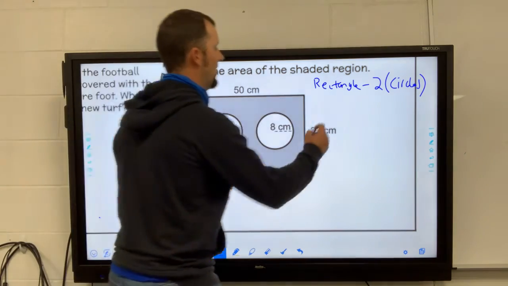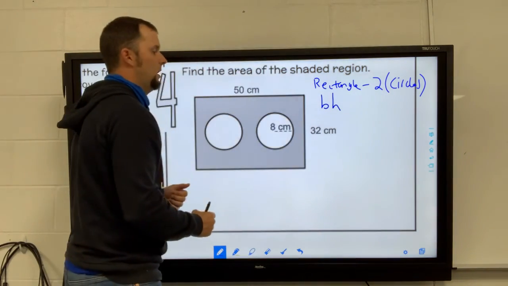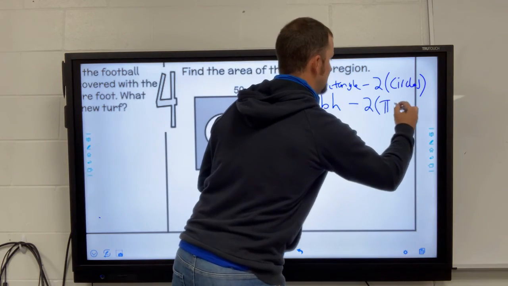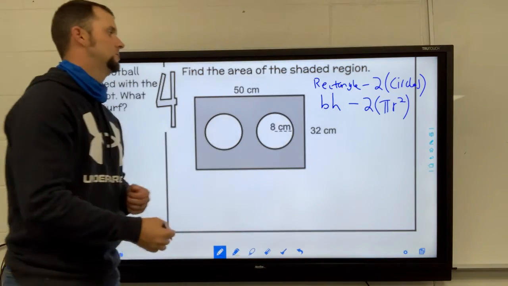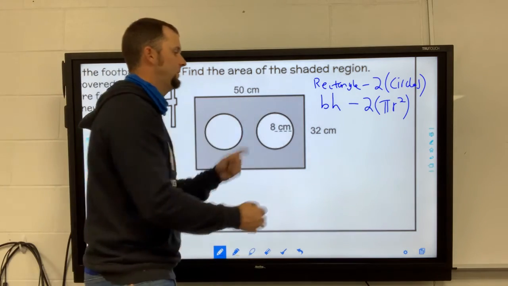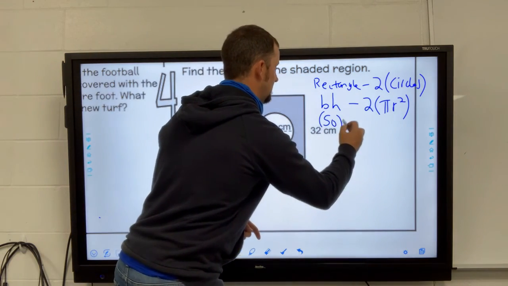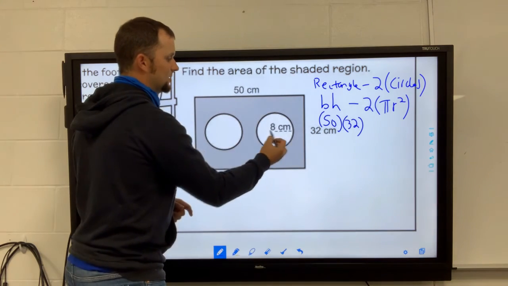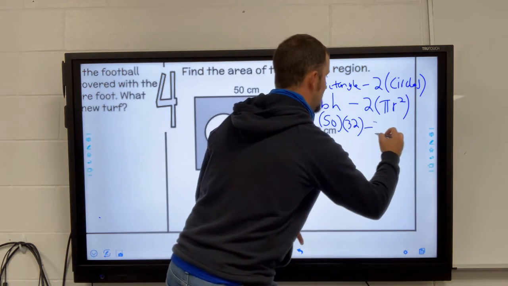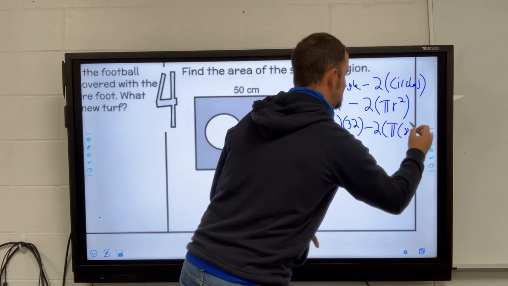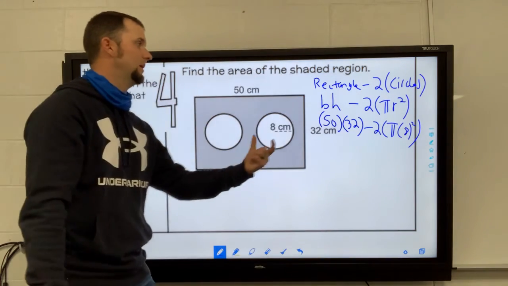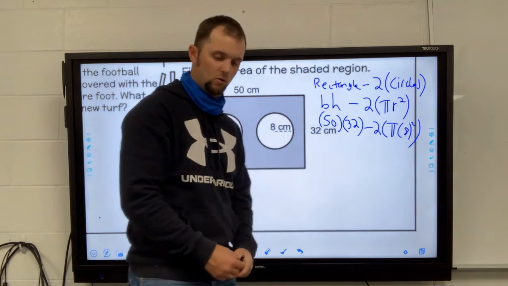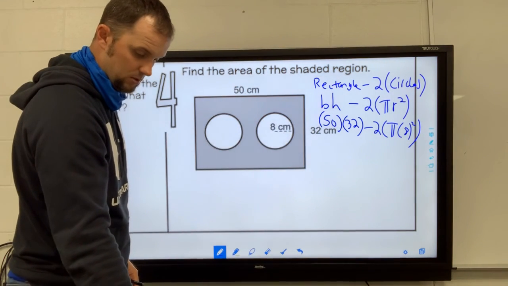So the area of a rectangle I know is gonna be base times height, and then I'm gonna end up subtracting the 2 circles. So I'm gonna do 2 times pi r squared. So right now the base of my rectangle is gonna be 50. The height of my rectangle is gonna be 32. And it looks like the radius of my circle is gonna be 8. So I'm gonna subtract 2 times pi times 8 squared. So ladies and gentlemen, area of a rectangle, I'm subtracting the area of 2 circles here. So let's go and work that out. Make sure I have that correct.